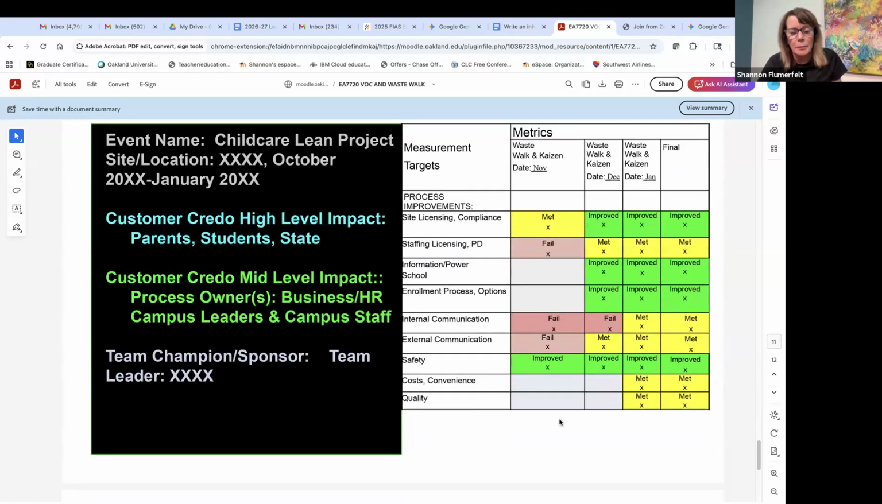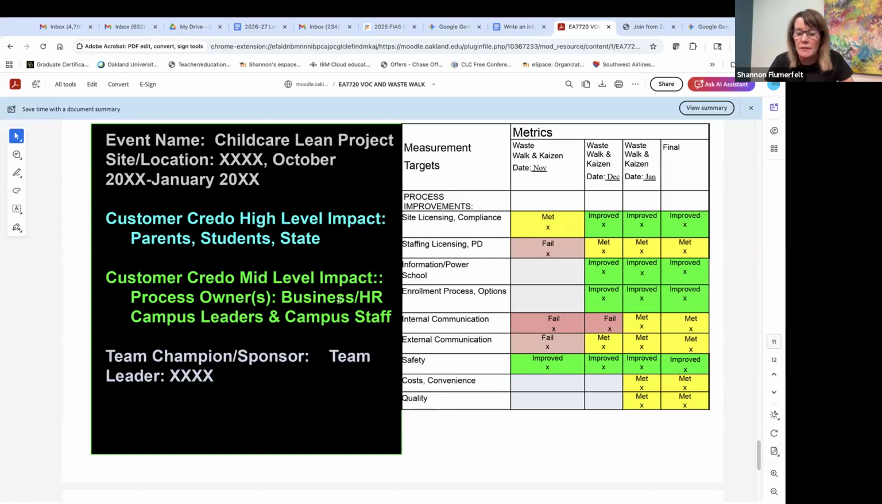So let me give you an example of something that happened here. This was a client and they had a childcare program. They were looking at the whole childcare program and weren't really sure where to start. They knew there were all kinds of things wrong. And so, a waste walk was done. Here's the customer credo: parents, students, and the state, which highly regulates childcare programs, were the top level customers. Then on the next level we have all the process owners.